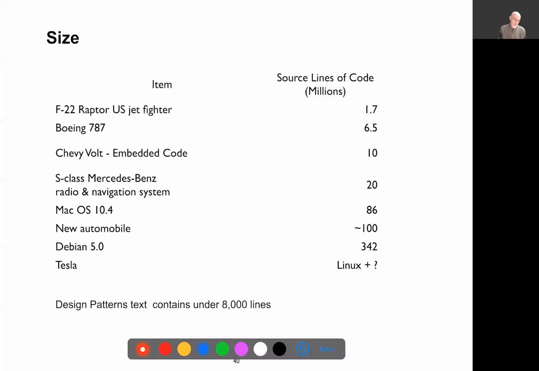And for comparison, the text has about 8,000 lines of code. 8,000 lines, right? So if we were to print out one of these programs, the Boeing 787 would probably have about 100 textbooks the size of the Design Patterns book to show source code.